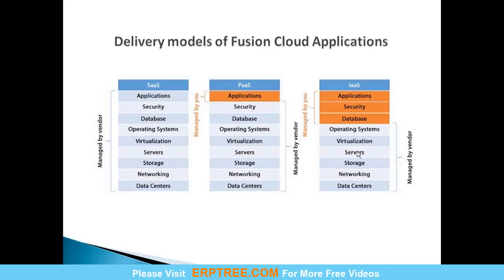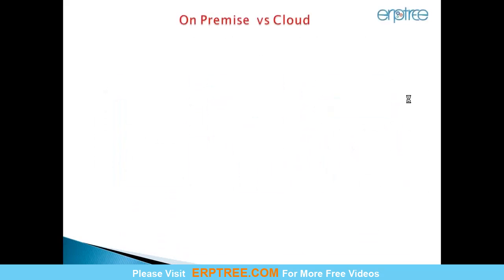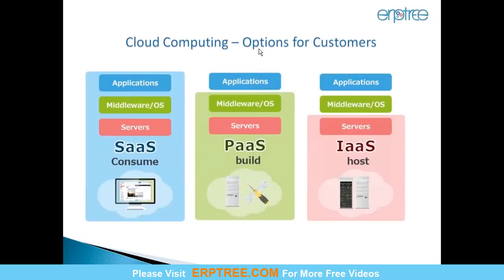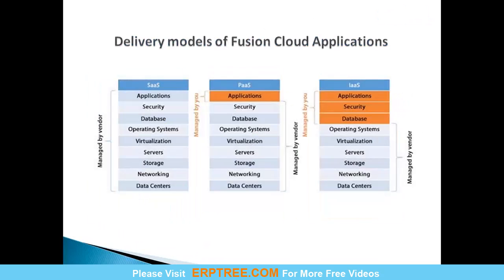In normal cloud cases, the operating system choice will also be given to the client customers. But in case of Oracle, they are not giving the option to choose the operating system. That will be decided by Oracle only. Only for these three areas, the client will get control to manage: their application, security, and database. This is a simple slide which gives more information on how these three are different.